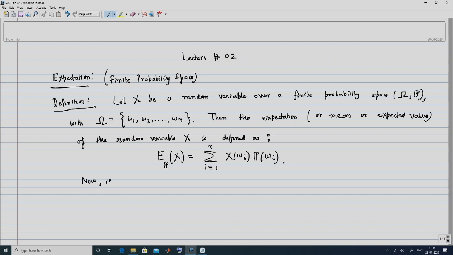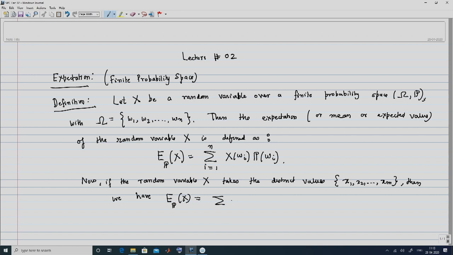Now, if the random variable X takes a certain number of distinct values, suppose it takes the distinct values, and I will enumerate them as x1, x2, all the way to xm. In that case, we have the expectation E of X subscript P to be the summation of xi times the probability that X takes the value xi, and in this case i runs from 1 to m.